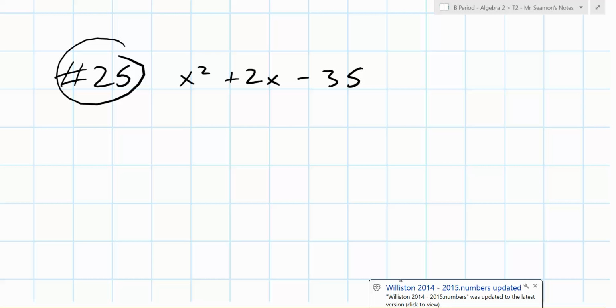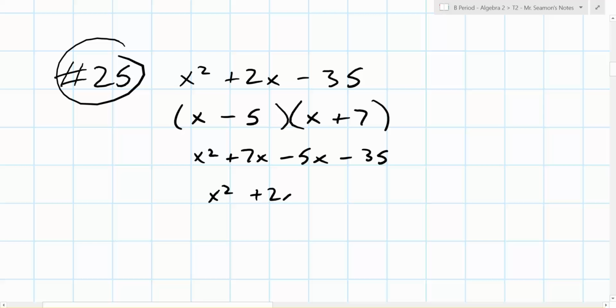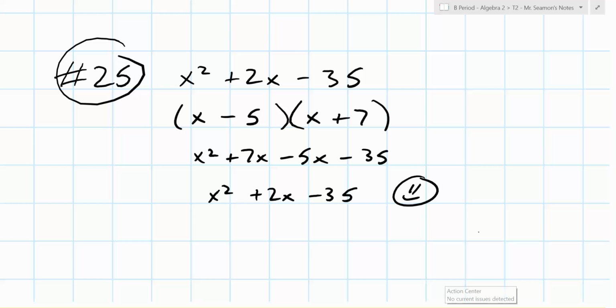The leading coefficient is 1, which is helpful because when you factor this, you know it's going to be x and x. Then you need two numbers that multiply together to get negative 35 but add together to get 2. What are those two numbers? Negative 5 and 7. Always test. You get x squared plus 7x minus 5x minus 35. Does that come out to be what you want it to be? Yes, it does. Excellent.